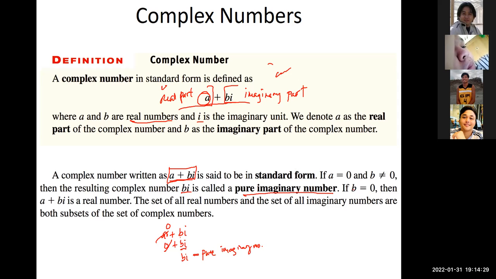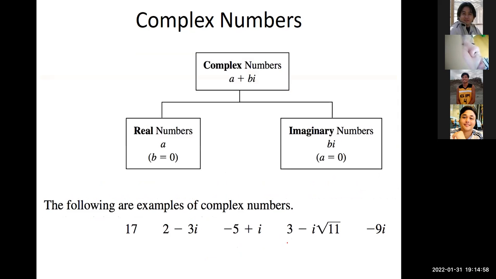But if b is 0, kung b is 0, this is our standard form, a plus bi. So if b is 0, the set of all real numbers and the set of all imaginary numbers are both subsets of the set of complex numbers. So kung 0 ito, ang matitira na lang ay yung 8, which is a pure real number.